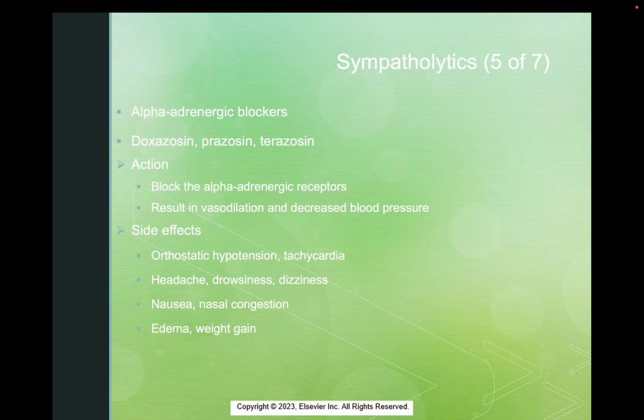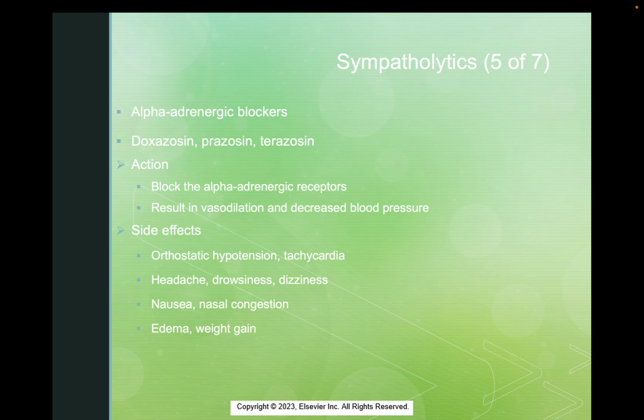So let's move on to alpha adrenergic blockers. Alpha adrenergic receptor blockers result in vasodilation and decreased blood pressure. These help maintain the renal blood flow rate. Alpha blockers are used in treating hypertension in patients with lipid abnormalities, and they decrease your LDL, your low density lipoprotein, and increase HDL, so the bad and good cholesterols. Doxazosin, prazosin, and terazosin are all examples of your alpha adrenergic blockers. They block the alpha adrenergic receptor and result in vasodilation.